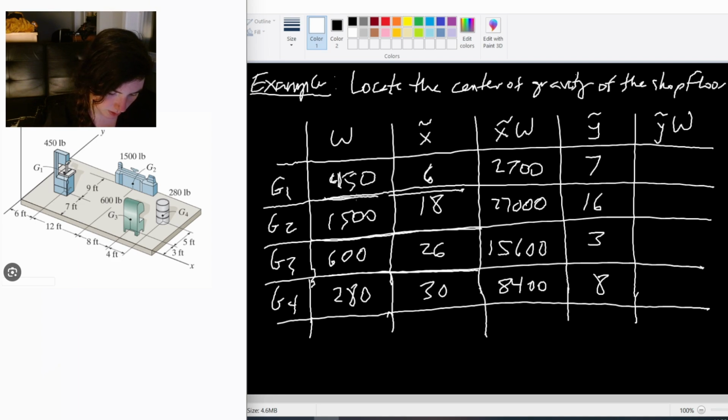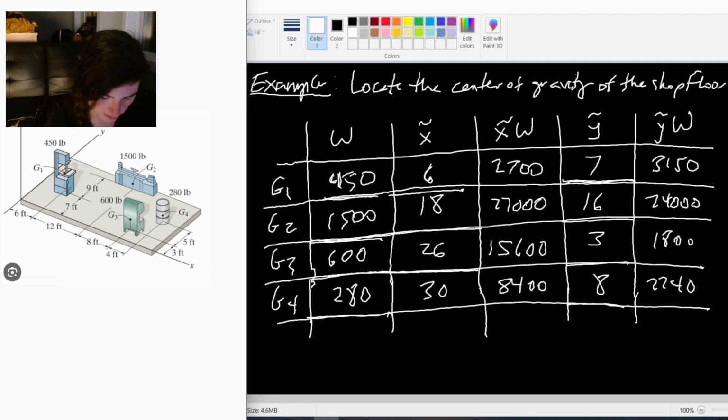So my next one, my weight times y bar, 450 times 7 is 3150. 1500 times 16 is 24,000. 600 times 3 is 1800. And 280 times 8 is 2240.